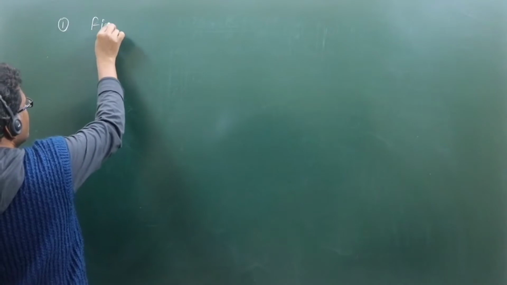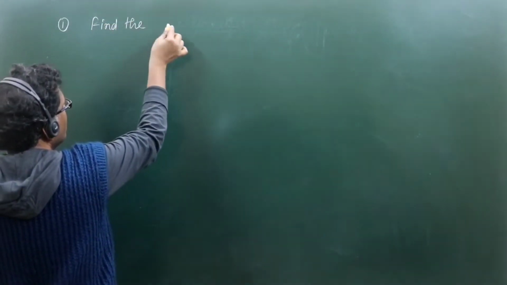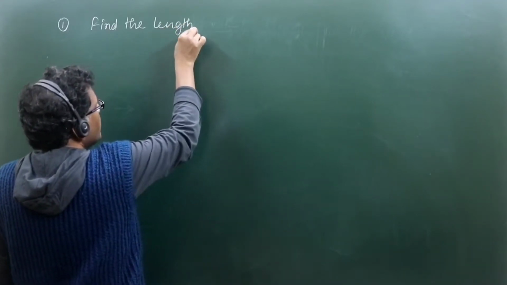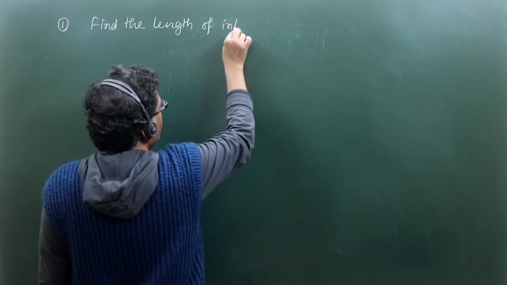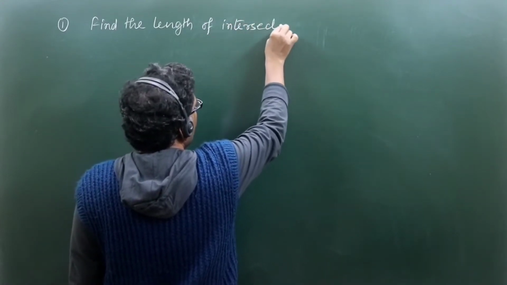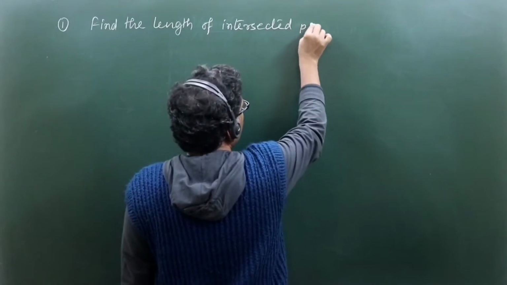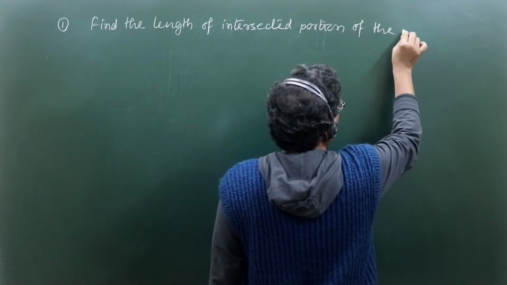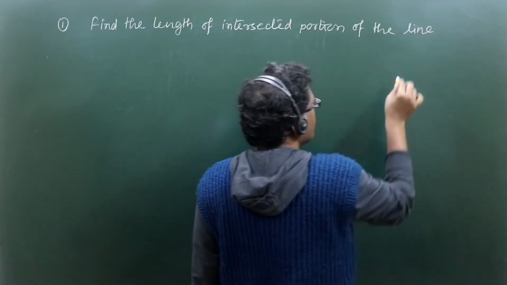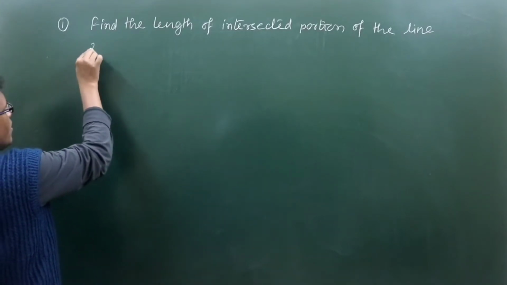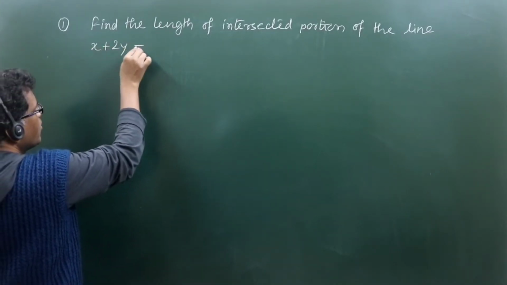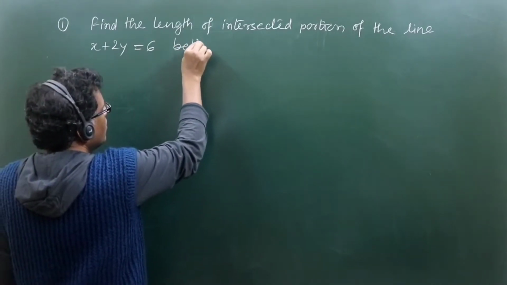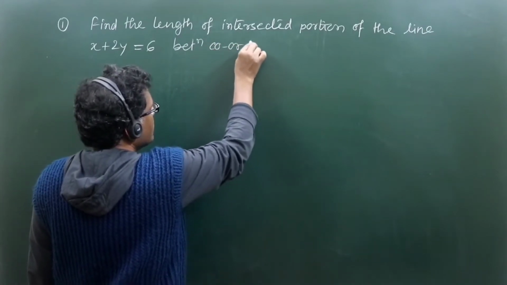Find the length of the intersected portion of the line x plus 2y equals to 6 between coordinate axis.